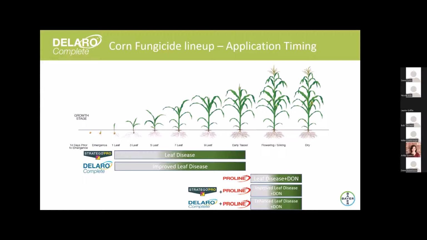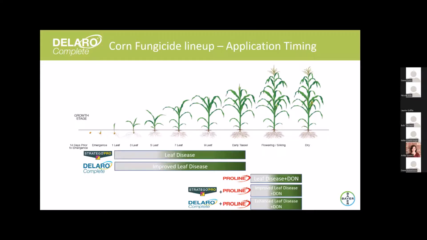But really, a lot of us in this geography, close to the Great Lakes Basin with high humidity, are all concerned about ear molds and DON suppression. That's where Proline really comes into the picture. On the right-hand side there, at that silking timing or R1 timing, Proline is registered for all the leaf diseases plus DON suppression.